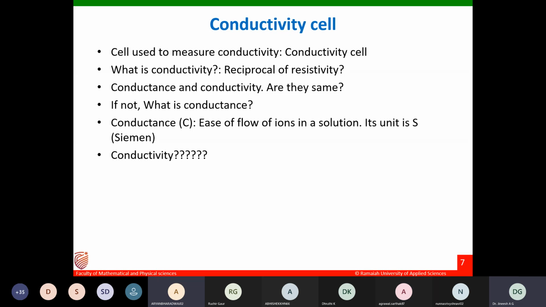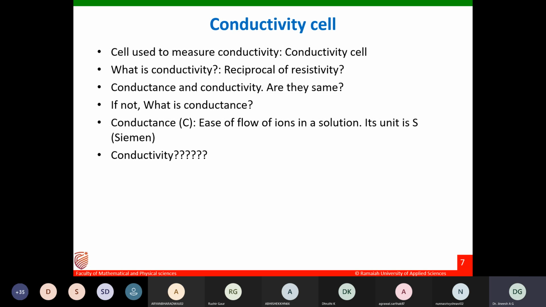So if somebody asks what conductivity is, and you say it's the reciprocal of resistivity, then the next question comes: what is resistivity? Then you have to explain resistivity, take its reciprocal, and then you will get conductivity. That is not the right way. So there must be a definite definition for conductivity that we have to study, because we are going to measure conductivity. If you are measuring conductivity, you should know what conductivity is. Two words, conductance and conductivity. Both these words you have studied. I'm sure you studied both in electrochemistry in PUC.